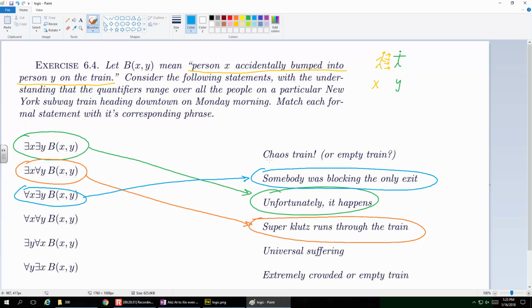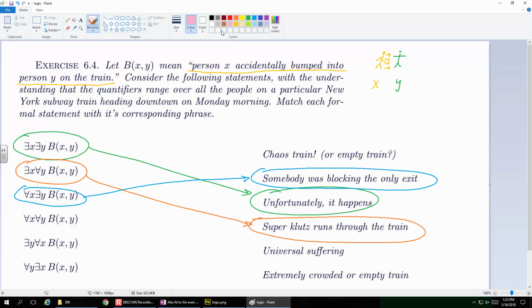Okay, so let's look at the bottom. So for every Y there is an X. So Y is the innocent bystander, X is the perpetrator. So the last statement on the left says that everybody has been bumped into by somebody else. That's all. So I think it is universal suffering because that's a suffering. If you're bumped into, you suffer. And universal means everybody suffers. I think. That's my judgment call.